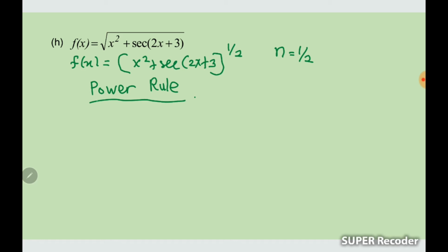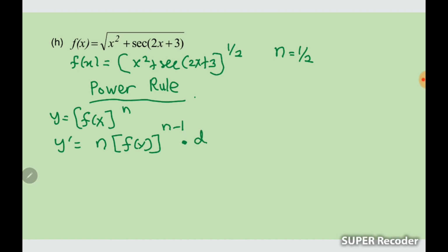Please remember the power rule. If given y equals f of x to the power of n, then y prime is equal to, you have to bring n in front, then copy and paste f of x, then the power n you have to minus 1, then you have to go on to differentiate f of x. So this is how we are going to do it by using the power rule.